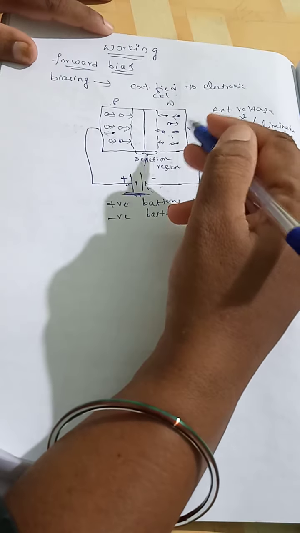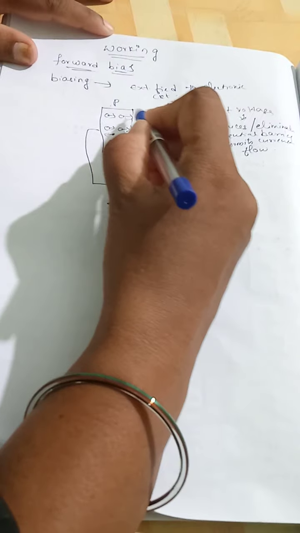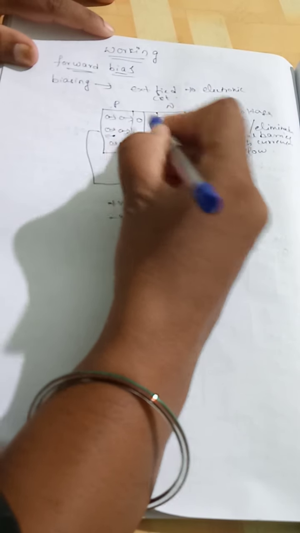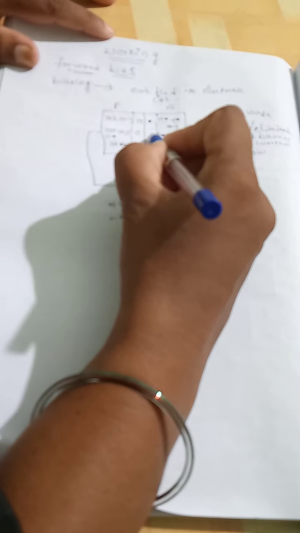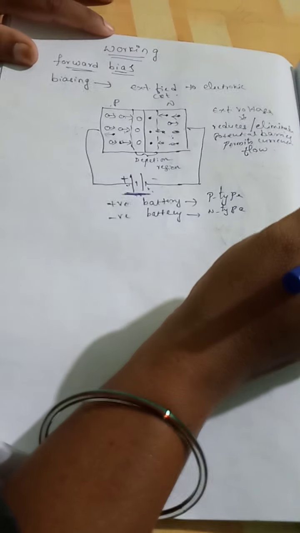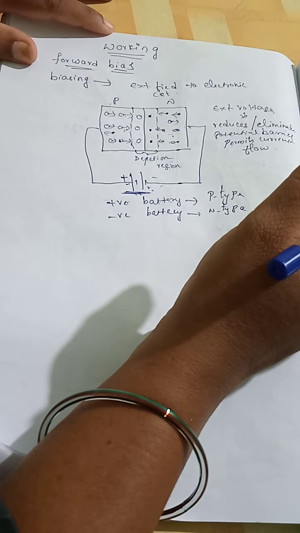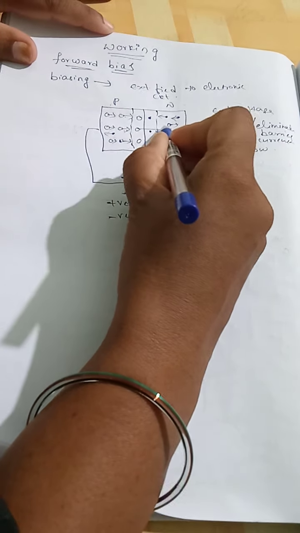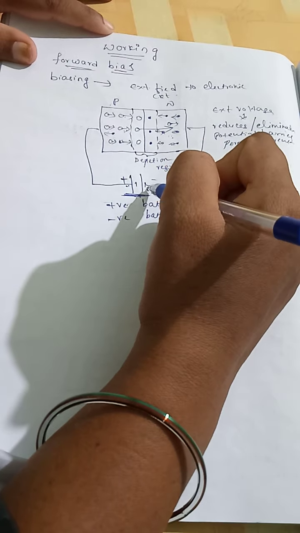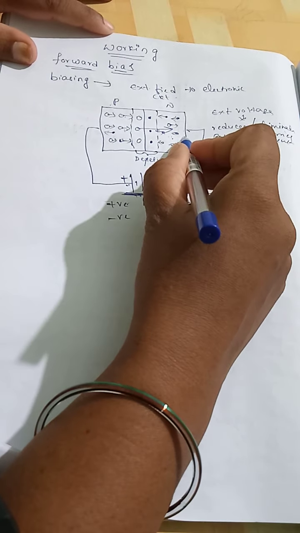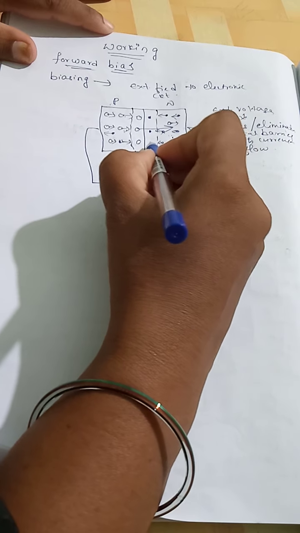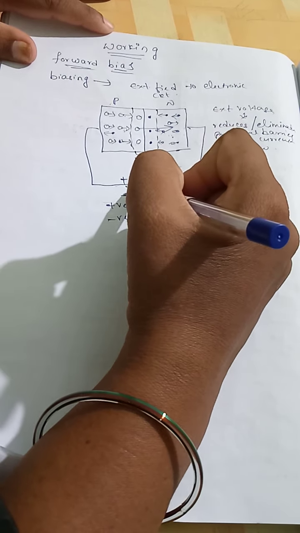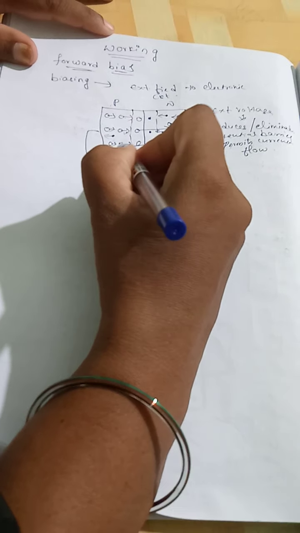Now with this additional kinetic energy, these holes enter the depletion region. Similarly, these electrons enter the depletion region. When they enter the depletion region, these holes are attracted by the negative terminal of the battery and enter the N region, and these electrons are attracted by the positive terminal of the battery and enter the P region. Right? Understood?